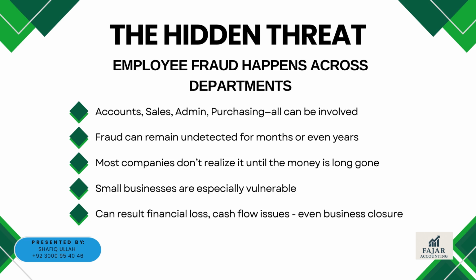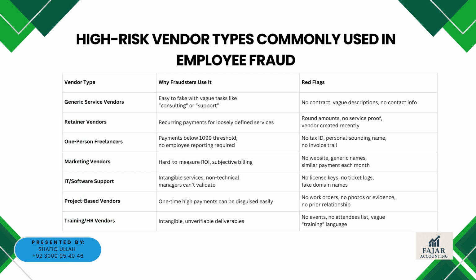It happens mostly in small businesses. With fewer checks and balances, just one dishonest employee can cause serious financial loss, cash flow problems, or even force a business to shut down entirely. Some vendor types are more prone to fraud than others, especially when they're vague, unverifiable, or easy to slip past controls. Generic service vendors like consulting or support often have no clear scope, no contracts, and no contact info.